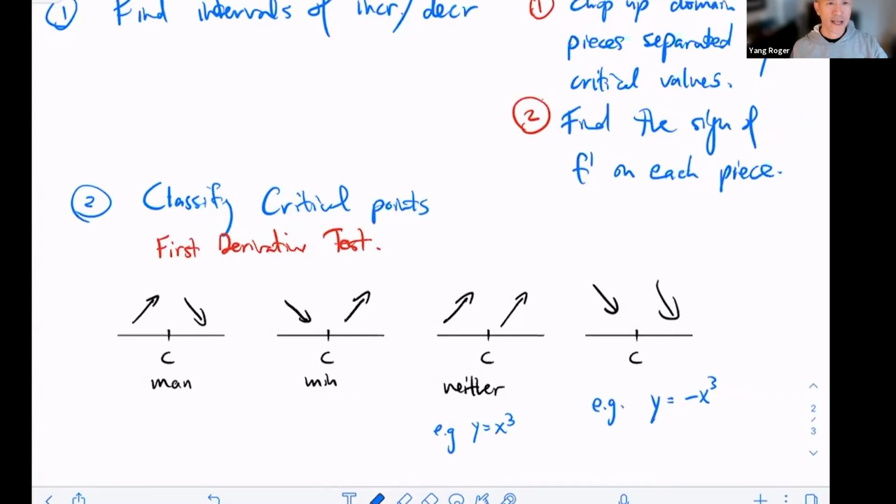Does that make sense for everybody? Are there any questions about that first derivative information? I feel like it's pretty obvious, I hope.